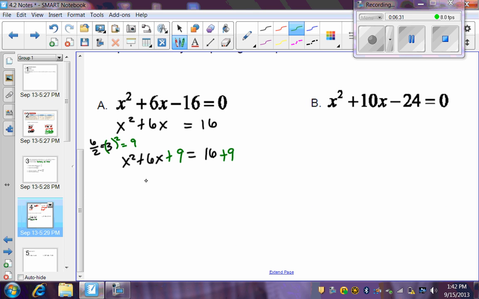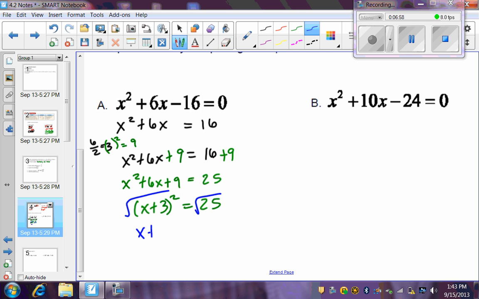So now we have x squared plus 6x plus 9 equals 25. This is now a perfect square trinomial, so that factors to (x plus 3) squared equals 25. And now you're getting x by itself, so you have to take the square root of both sides. So now I have x plus 3 equals plus or minus 5.